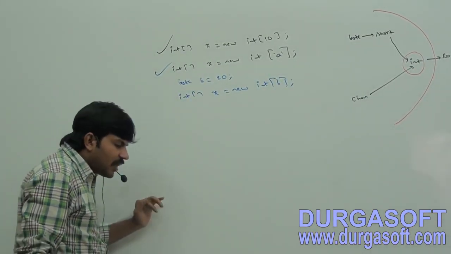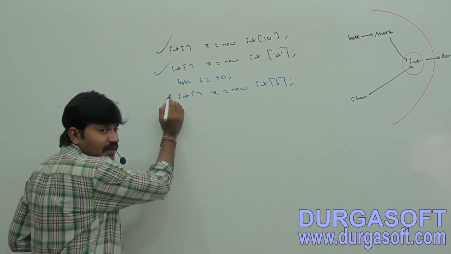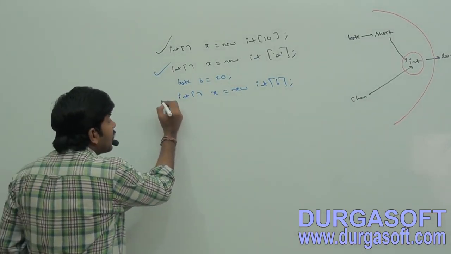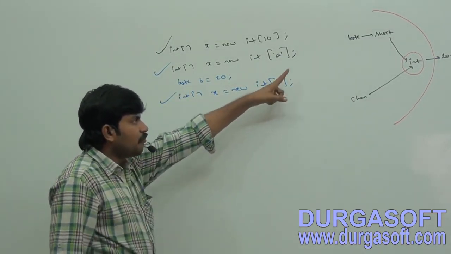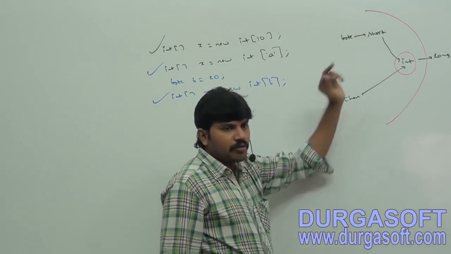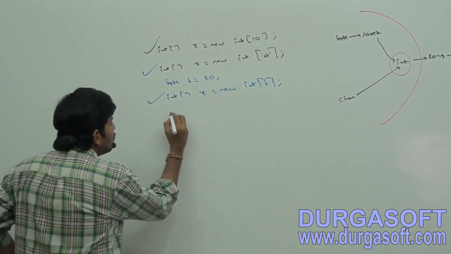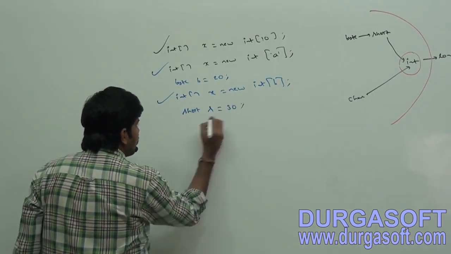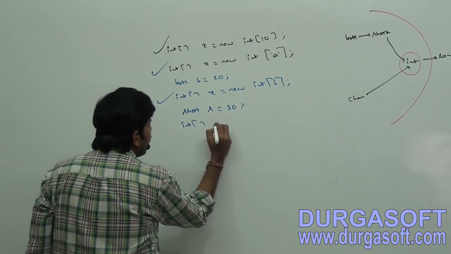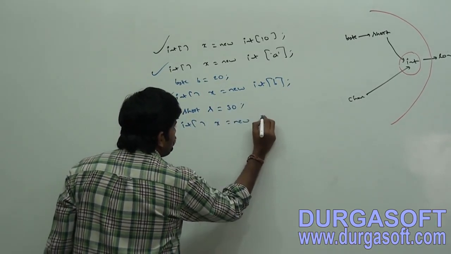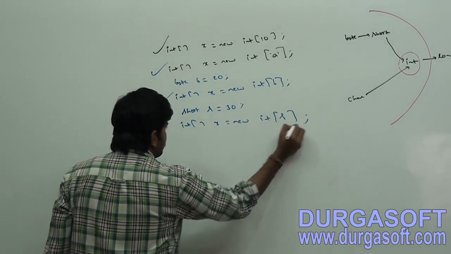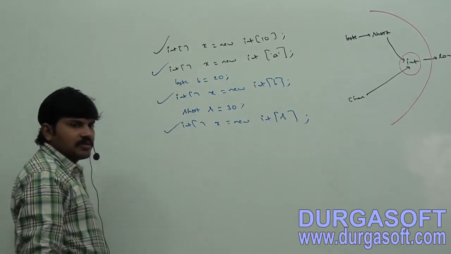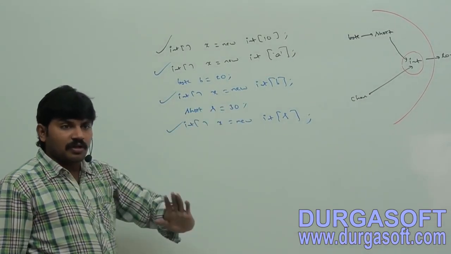Sir, is it valid or invalid? This one is 100% valid, no problem, because in the place of int you can provide byte. Next, sir, here short s = 30; int[] x = new int[s]; Valid or not? Valid. In the place of int you can provide short also.